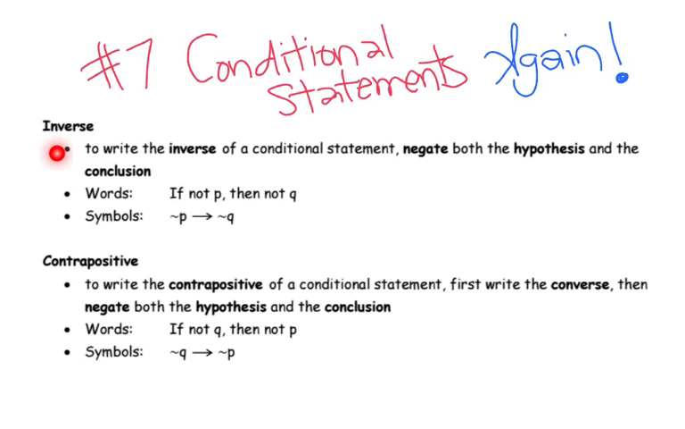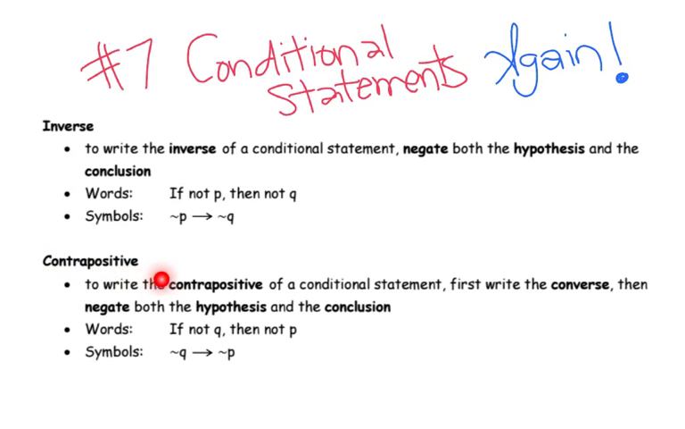To write an inverse of a conditional statement, you basically just negate both the hypothesis and the conclusion. So if not P, then not Q. In symbols, not P implies not Q. Okay, so that's what inverse means. You make them both negative, or you negate both.